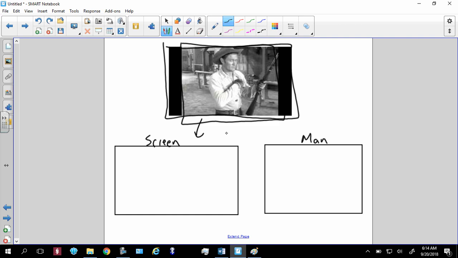Okay. Now, remember that the screen is a 16:9 ratio. The man is a 4:3 ratio. All right. So, again, the difference this time around, we're making two rectangles versus one. And this might just be a little easier for you. All right. So, let's see.